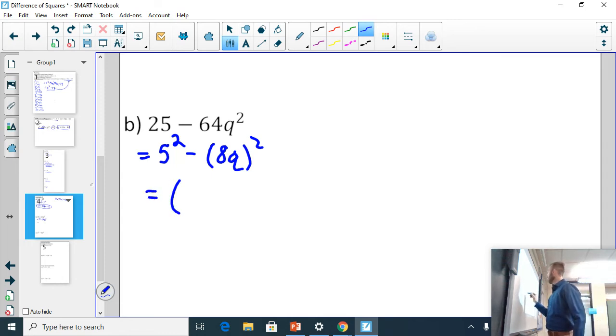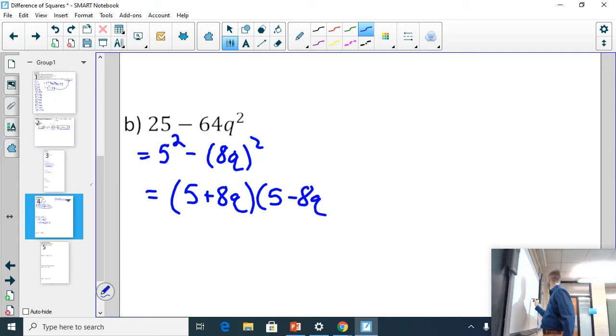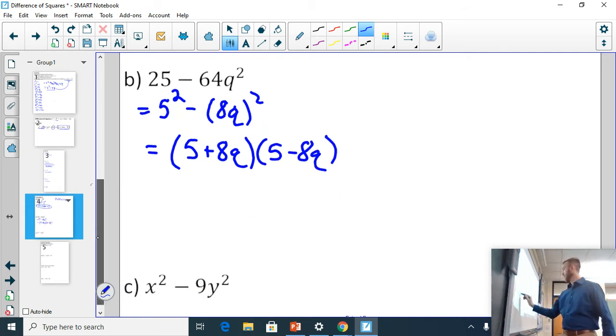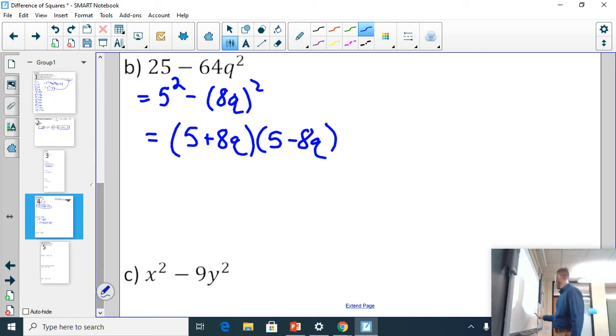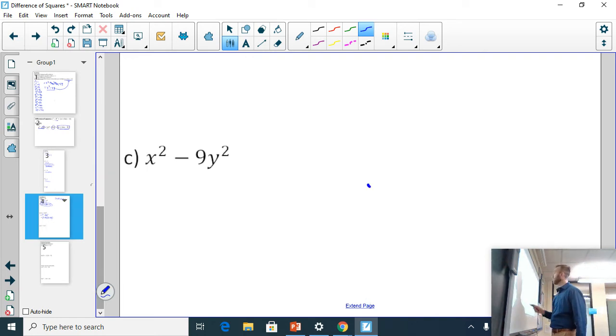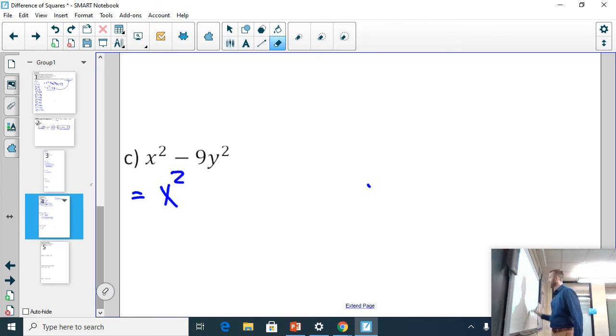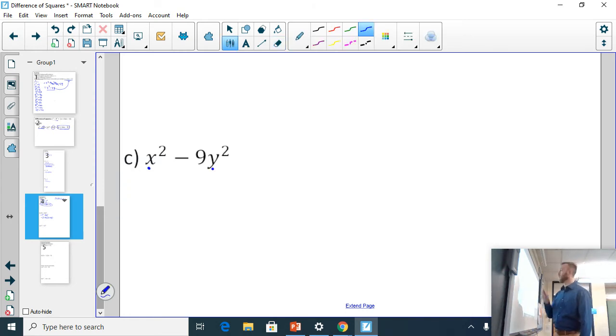And so now we just follow our difference of squares rule, and it would be 5 plus 8q times 5 minus 8q. And then our last one here, this is x squared. So the difference with this one is now we have a variable on each one, right? But let's just write it out like we would anyways, right? So this is x squared, that's already nice for us.